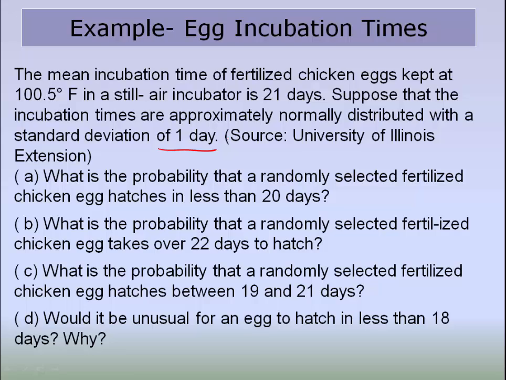What's the probability that a randomly selected fertilized chicken egg takes over 22 days to hatch? And what's the probability that a randomly selected fertilized chicken egg hatches between 19 and 21 days? Would it be unusual for an egg to hatch in less than 18 days, and why?